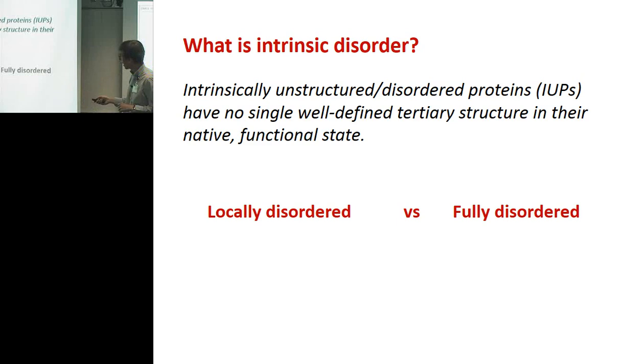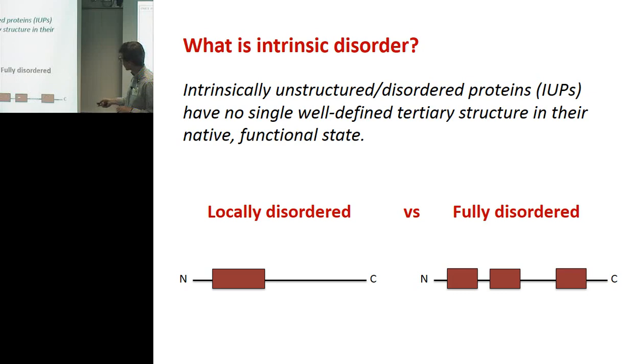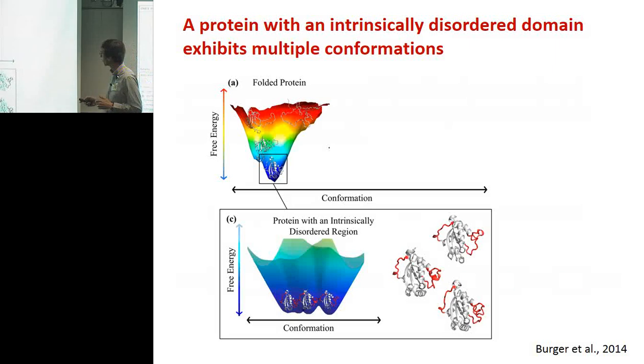And you can have a locally disordered protein or a fully disordered protein, and the difference is that you have a small domain in one area, or then you can have multiple domains that are linked by other ones, and this would have larger regions. So let me show you what they look like.